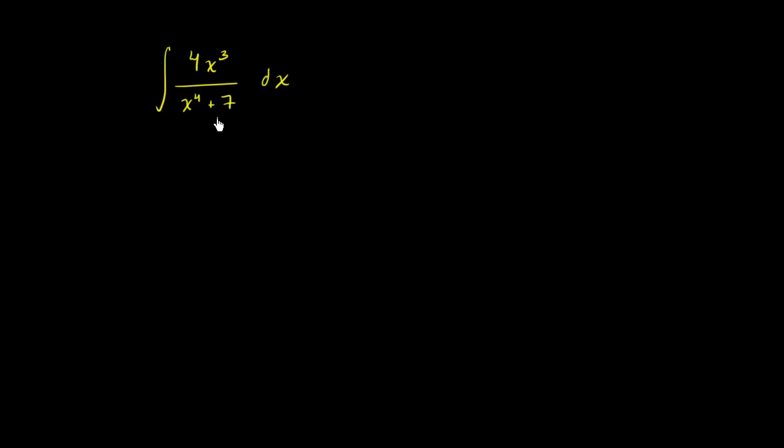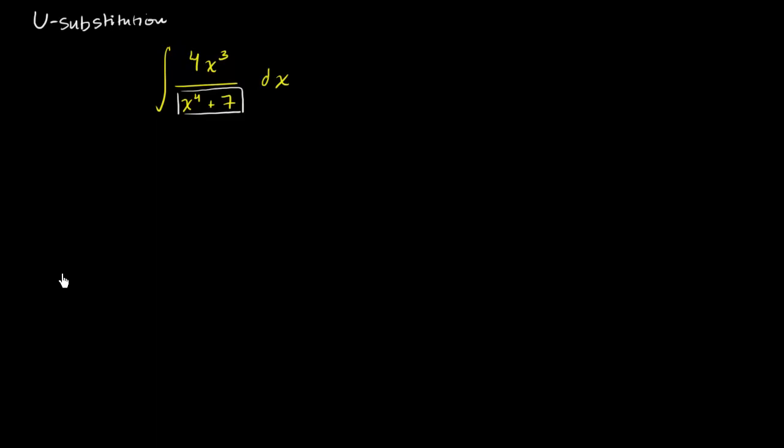Now the key insight here is to realize that you have this expression x to the fourth plus 7, and you also have its derivative up here. The derivative of x to the fourth plus 7 is equal to 4x to the third. Derivative of x to the fourth is 4x to the third. Derivative of 7 is just 0. So that's a big clue that u substitution might be the tool of choice here.